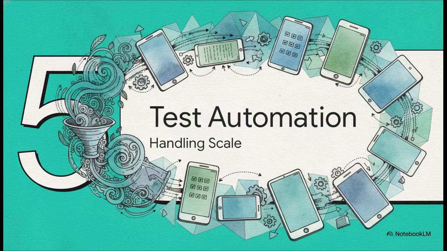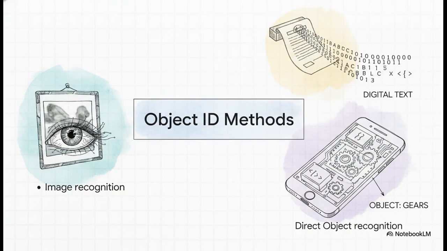Finally, let's wrap up with Section 5, Mobile Test Automation. Exploratory testing is amazing, but to handle that device fragmentation we talked about earlier at scale, we need automation. But to automate a test, your script has to be able to essentially see and interact with the application. There are 3 main object identification methods every tester needs to understand. First is image recognition. Second is OCR, or optical character recognition, which literally turns pictures of text into machine-readable text. And third is direct object recognition, which hooks right into the web or native graphical objects directly in the code itself.